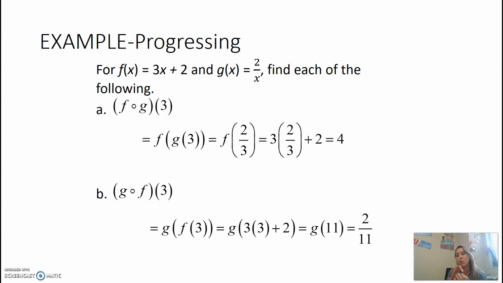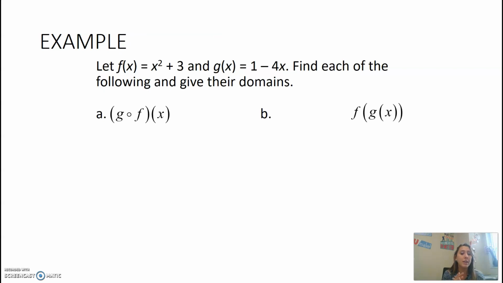Now we're going to take that knowledge and transfer it by putting the whole function inside of a function. So we are going to find g of f of x. Again, the first thing we want to find is g of x. Hold on, let me go back and hit pause.